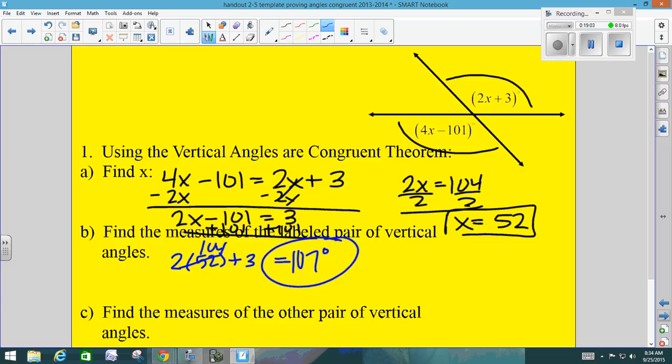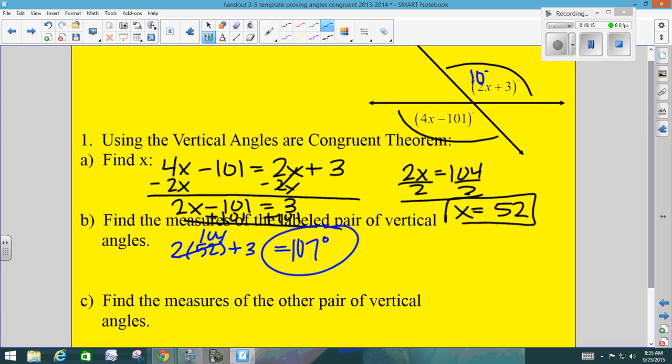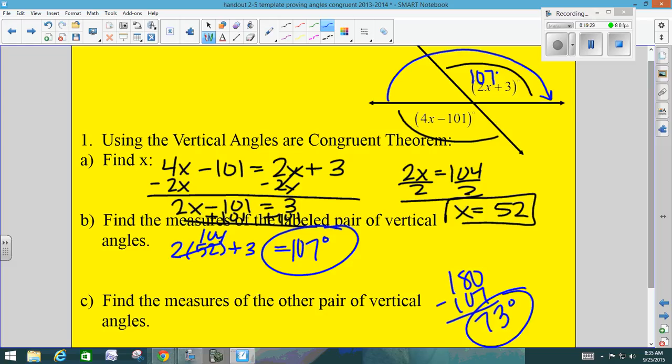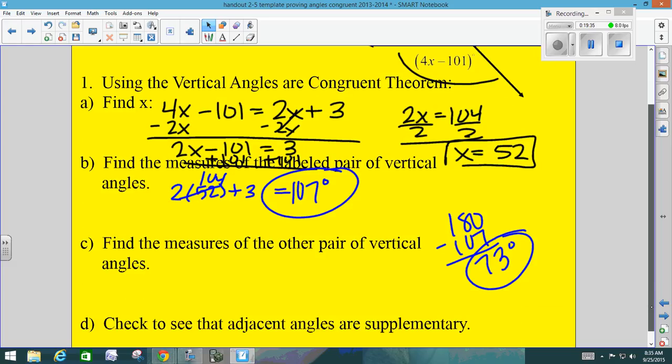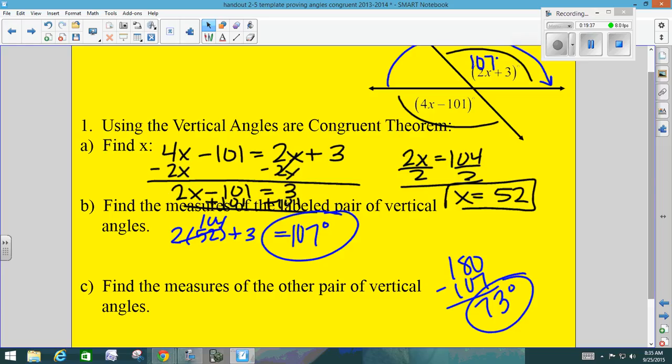Part C says find the measure of the other pair of vertical angles. The guys that aren't marked. 180 minus 107. Why 180? Good. They form a linear pair, a straight line, 180 degrees. So take 180 minus 107, 73. Part D, check to see that the adjacent angles are supplementary. Are they? Isn't that how we figured out what the other vertical angles were? Yeah, we had to use that they were supplementary.